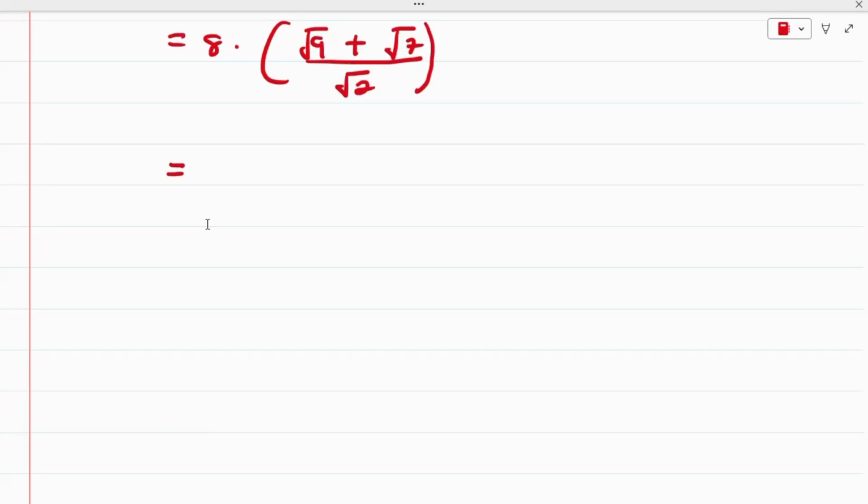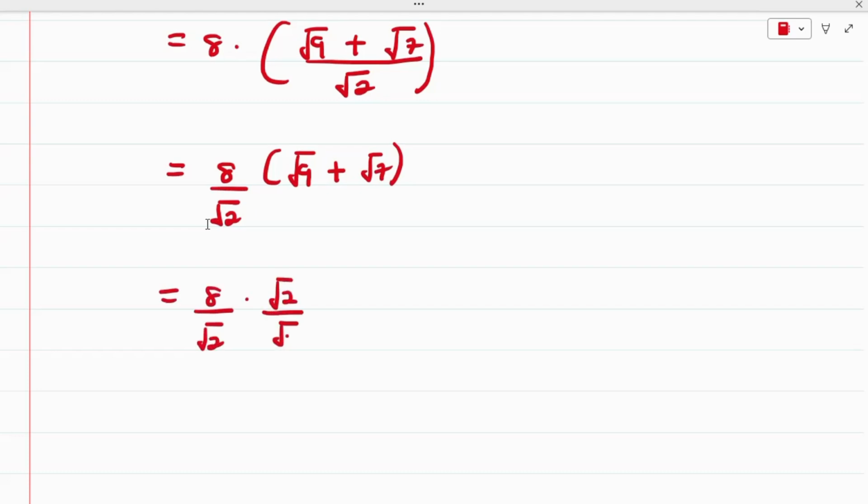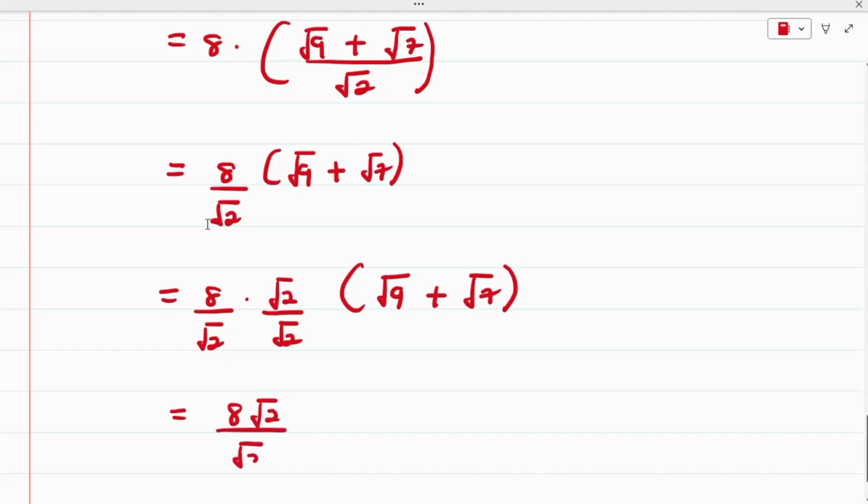So we have this to be equal to 8 divide the square root of 2 multiply the root of 9 plus the root of what? 7. So this is equal to 8 divide the square root of 2. Rationalizing this, multiply the root of 2, multiply the root of 2, and also multiply the square root of 9 plus the root of what? 7. So this is equal to 8 root 2 divide the square root of 2 all square multiply the square root of 9 plus the square root of what?